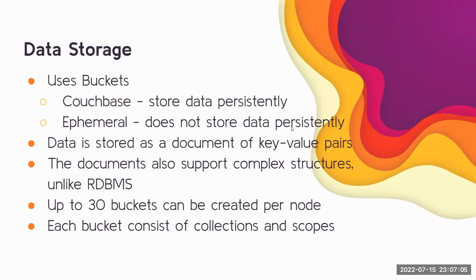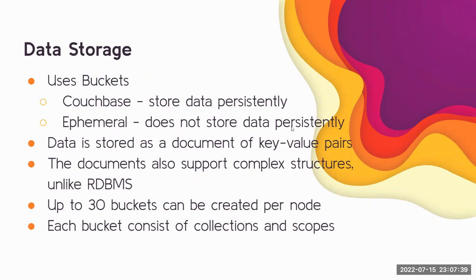Moving on to data storage. Couchbase uses buckets, which are the fundamental space used for data storage within Couchbase. There are two types of buckets. Couchbase buckets store data in both disk and memory, but ephemeral buckets only store the data in memory. As Abigail mentioned, data are stored as documents of key value pairs. These data can support complex structures, unlike RDBMS.